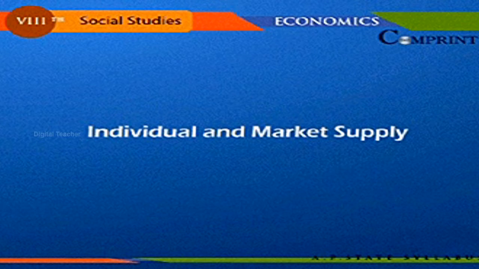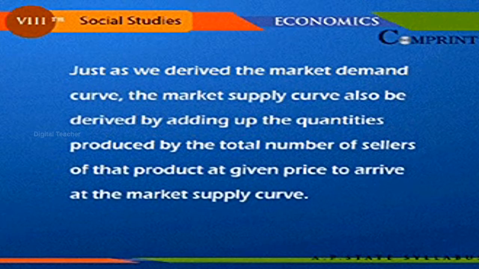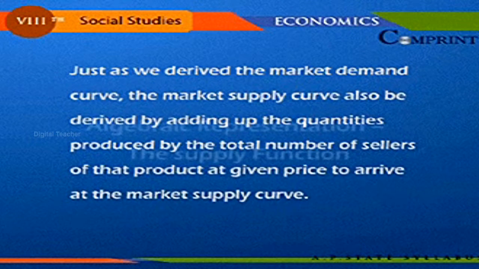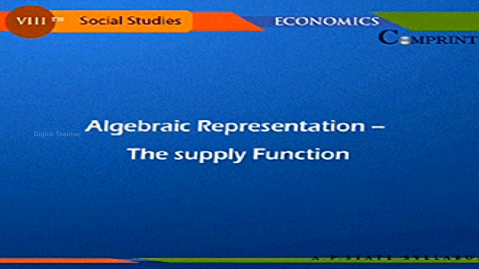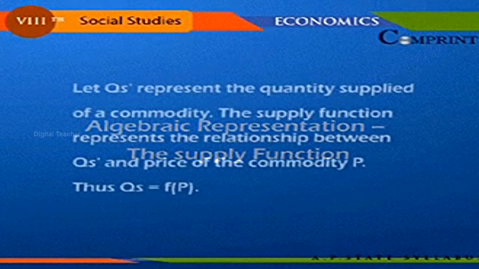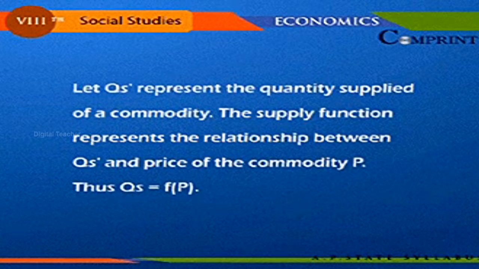Individual and market supply. Just as we derived the market demand curve, the market supply curve can also be derived by adding up the quantities produced by the total number of sellers of that product at a given price to arrive at the market supply curve. Algebraic representation, the supply function. Let Qs represent the quantity supplied of a commodity. The supply function represents the relationship between Qs and the price of the commodity. Thus, Qs equals F of P.